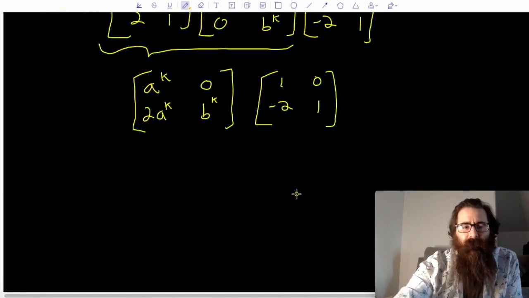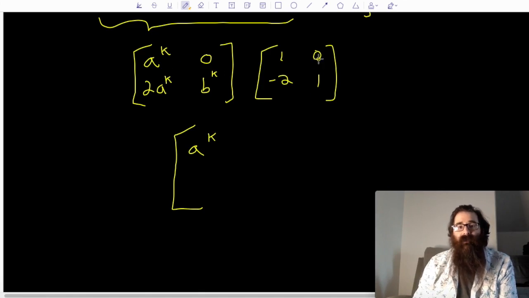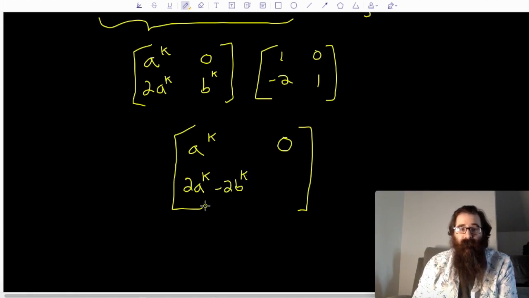But we should be able to do this last bit of multiplication and should be good to go. Let's see what this does. So first row, first column, A to the K times 1 plus 0 times negative 2 gives me A to the K back. First row, second column, A to the K times 0 plus 0 times 1 gives me 0. We'll go to the second row, back to the first column, 2A to the K times 1 plus B to the K times negative 2. We could say, well, okay, 2A to the K times 1 is 2A to the K. And then negative 2 times B to the K gives me a minus 2B to the K, all for this entry. And then we're going to do second row, second column. So 2A to the K times 0 plus B to the K times 1 just gives me B to the K. And this looks good.